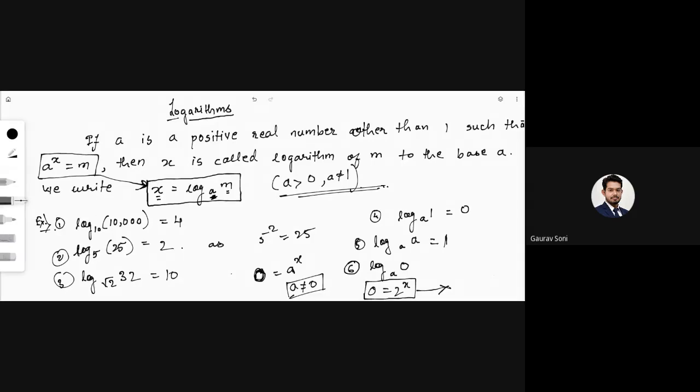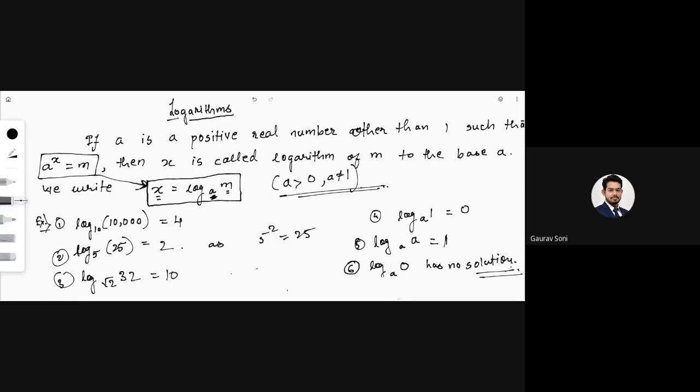So for this, you will never have a solution. I mean, if you take a power of 2, it will always be non-zero. Of course, if you go on taking negative numbers, then it will become smaller and smaller, but it will never be equal to 0. So log to the base a of 0 has no solution.